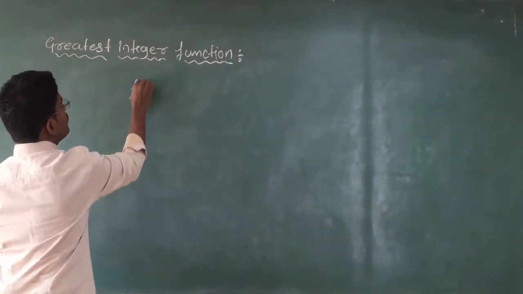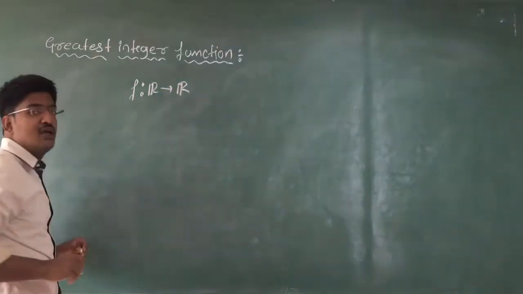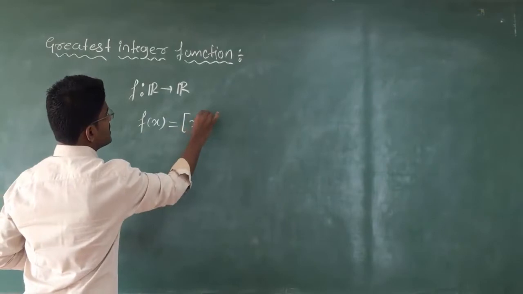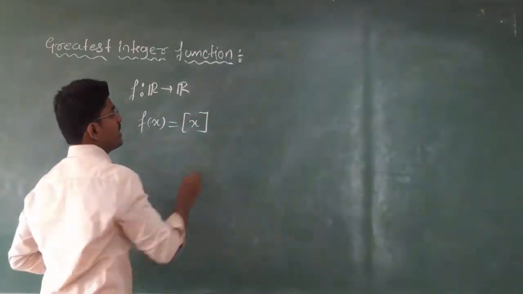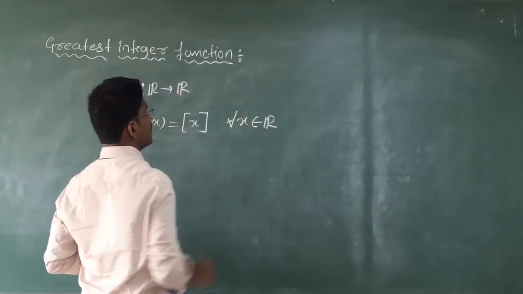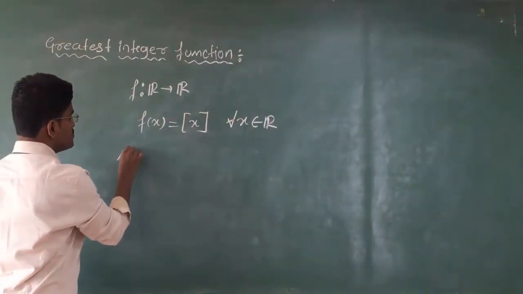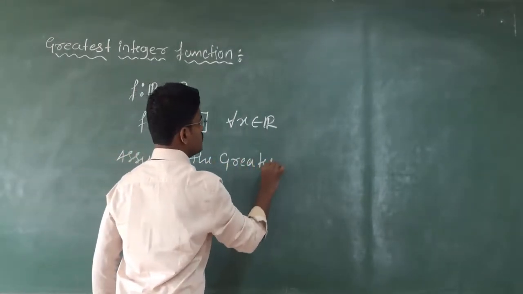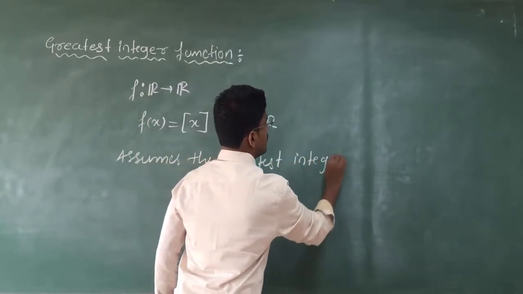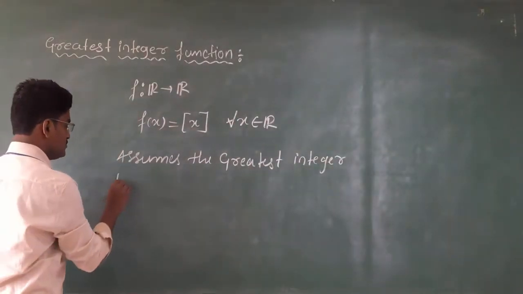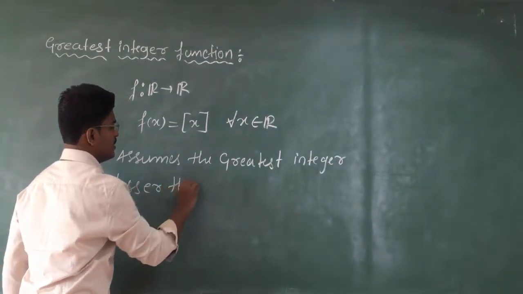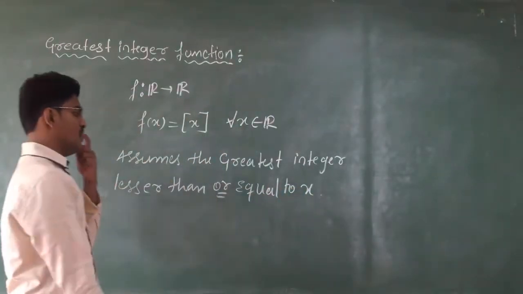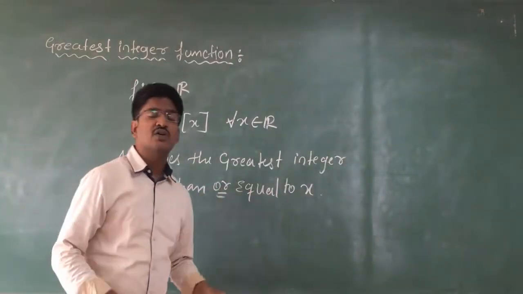F from R to R, that means real numbers to real numbers, is defined by f of x equal to greatest integer of x. It is written in square brackets, for every x belongs to R, that is in the domain. It assumes the greatest integer lesser than or equal to x. Lesser than or equal to x is very important.